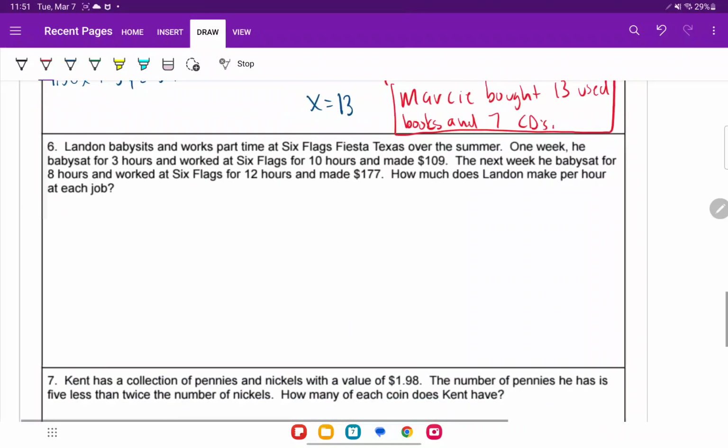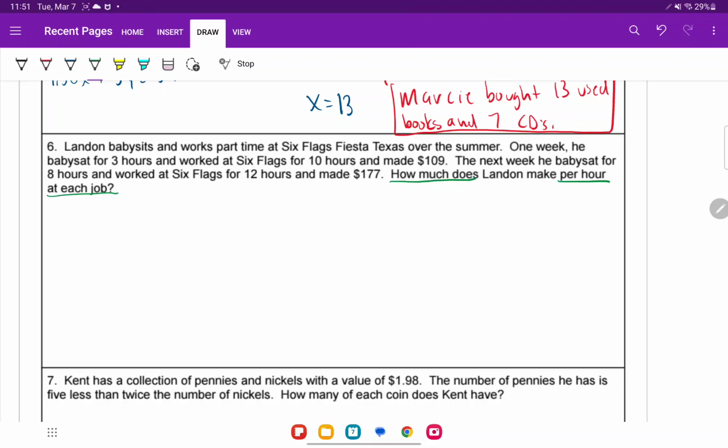All right, let's go ahead and take a look at number 6 now. Landon babysits and works part-time at Six Flags Fiesta Texas over the summer. 1 week he babysat for 3 hours and worked at Six Flags for 10 hours and made $109. The next week he babysat for 8 hours and worked at Six Flags for 12 hours and made $177. How much does Landon make per hour at each job?